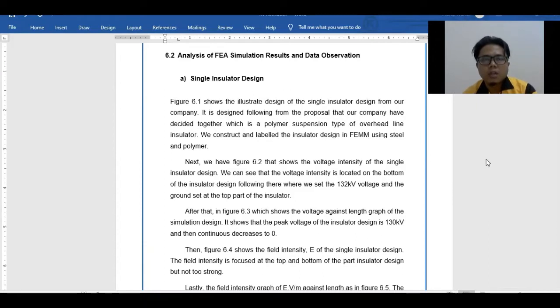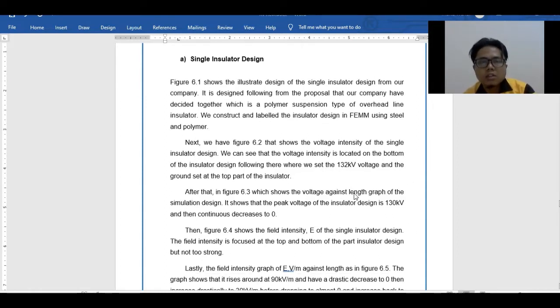Following my friend's presentation before, we have done the single insulator design. In figure 6.1, that is our single insulator design for our company. We designed following the proposal that was decided together, which is the polymer suspension type of overhead line insulator. So we constructed and labeled the insulator in the FEMM design using steel and polymer as the materials.